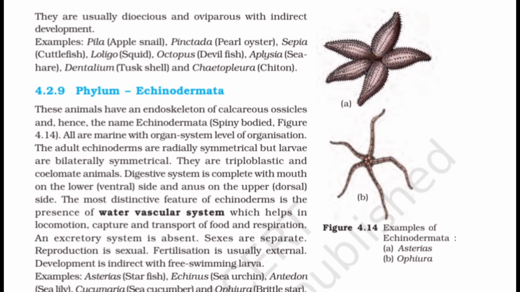All are marine with organ system level of organization. The adult echinoderms are radially symmetrical, but larvae are bilaterally symmetrical. They are triploblastic and coelomate animals. Digestive system is complete with mouth on the lower, ventral side and anus on the upper, dorsal side.